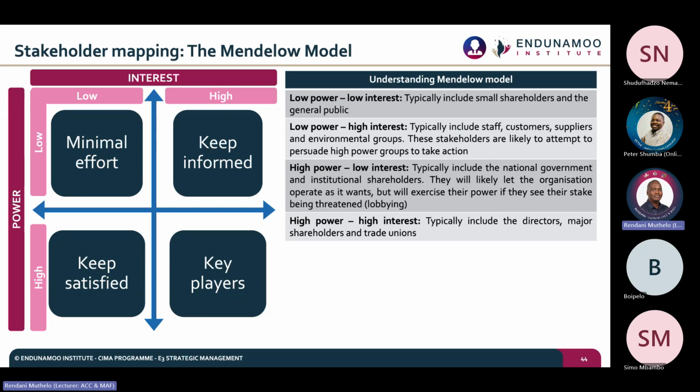So who are these people? These people are my staff, my customers, my suppliers, and even the environmental groups. Those are the people that I know have got a high interest, but very limited power. So I need to keep them informed. I cannot ignore them. Why? Because we have seen so many instances where employees have done petitions and then they were able to even kick out management. So I understand that they are very much interested, but they've got limited power. But the problem is that they can concentrate their power and get someone that believes in their cause to lobby for them, using their power. So we want to just keep them informed.